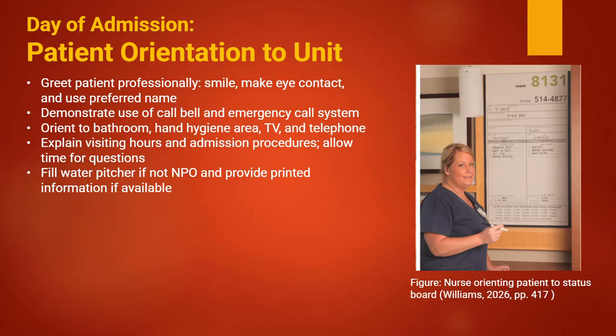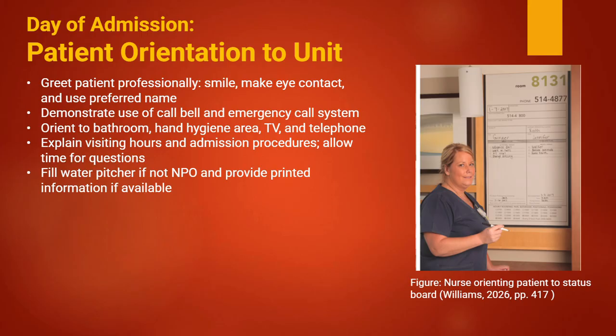Next, the nurse should begin the orientation to the nursing unit, which helps the patient become familiar with their surroundings and reduces anxiety. Show the location and function of the call light system and demonstrate how to use it to summon help. Be sure to show both the standard call bell and the emergency call bell, especially the one located near the toilet in the bathroom. Orienting patients to these systems is a vital safety measure to prevent falls and ensure quick access to assistance.